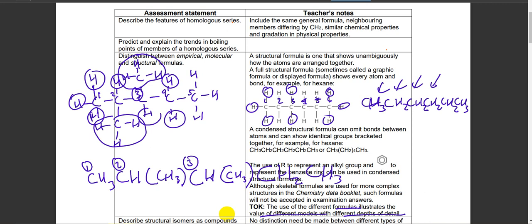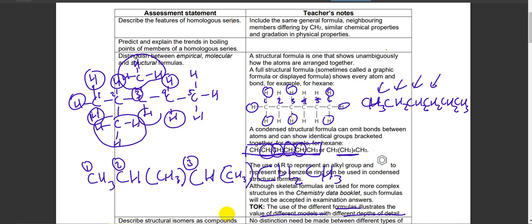Obviously, this needs more practice, but I think you have the idea. Another thing about the condensed formula: the reason we call them condensed is that we try as much as we can to condense them into the simplest way. This is a condensed formula, but the better way is to look at the number of CH2 in here: CH2, CH2, CH2, CH2. 4 times CH2, so you write CH2 4 times and then CH3.